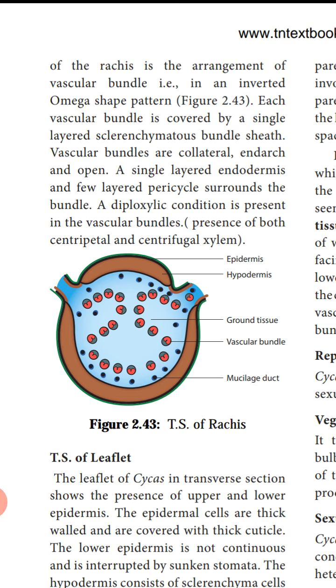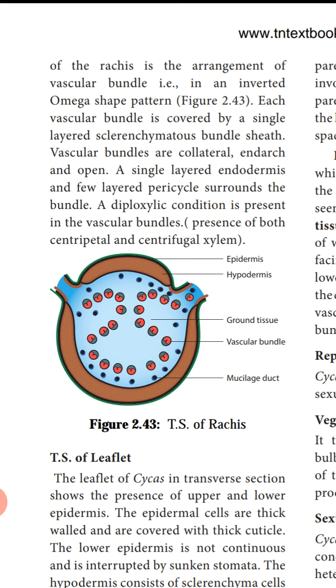Endarch and open. Endarch, what do you mean? Metaxylem towards the outer side and protoxylem towards the inner side. Next, open. Open means what? Cambium is present in the vascular bundle. A single layered endodermis and few layered pericycle surrounds the bundle. The diploxylic condition is present in the vascular bundles, that is the presence of both centripetal and centrifugal xylem.